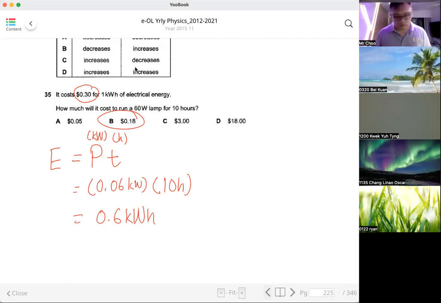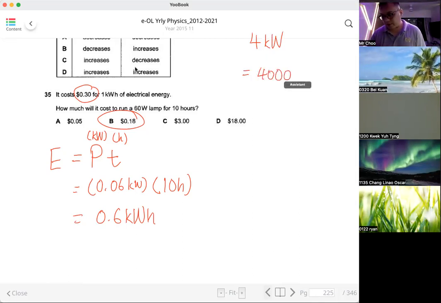Okay, after I Google about this aircon, hold on for a while. The input of the power is about 4 kilowatt. Okay, 4 kilowatt means every second it actually uses 4,000 joules every second. Okay, so that is the power of an air conditioner.